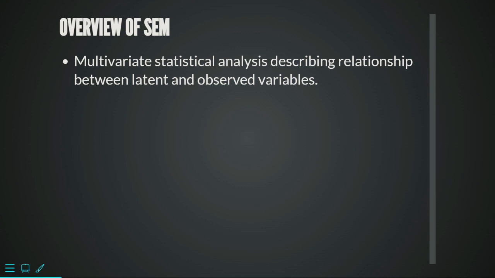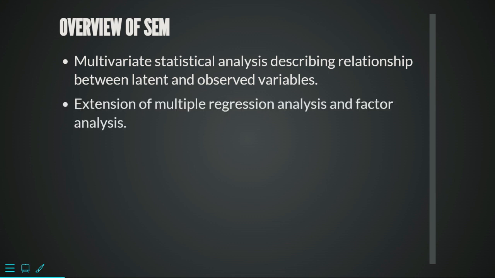So observed variables are variables which you can observe, or that have units of measuring, and unobserved variables are variables in which there's no way of actually measuring it. I'll shed more light on it later on. It is an extension of multiple regression analysis and factor analysis.